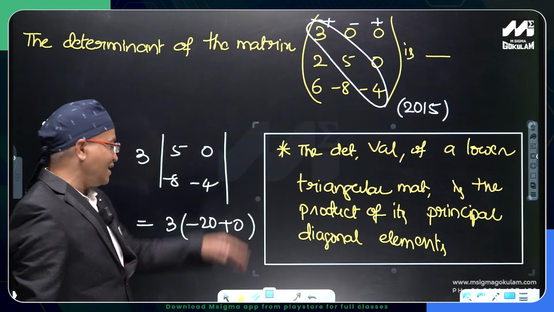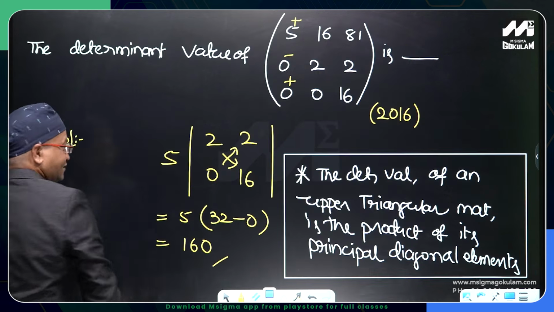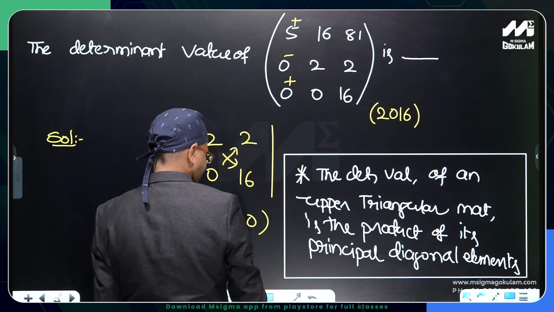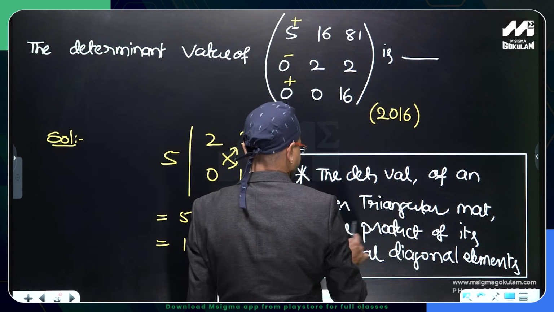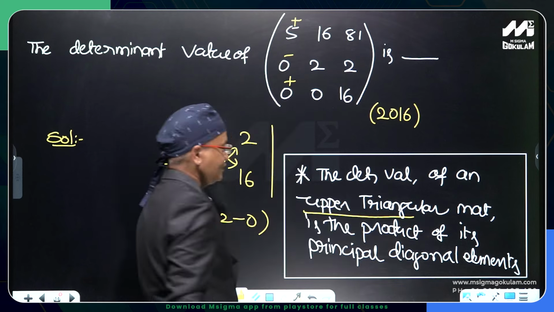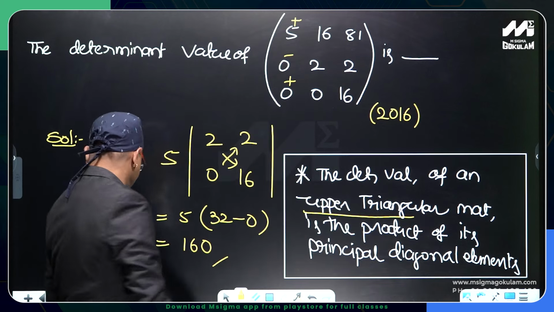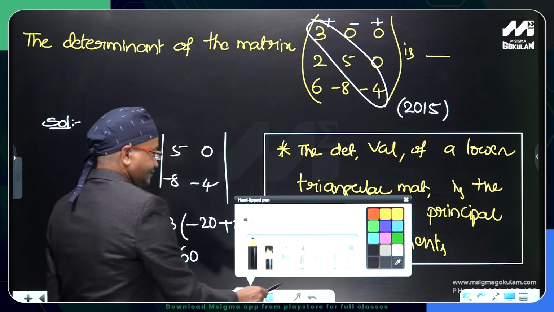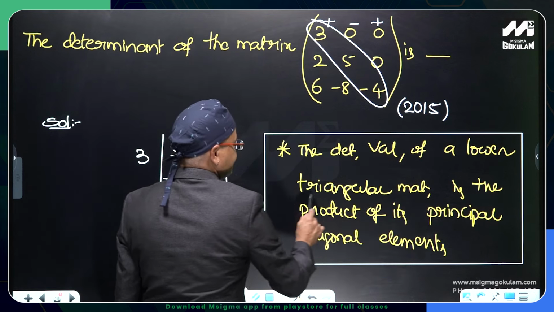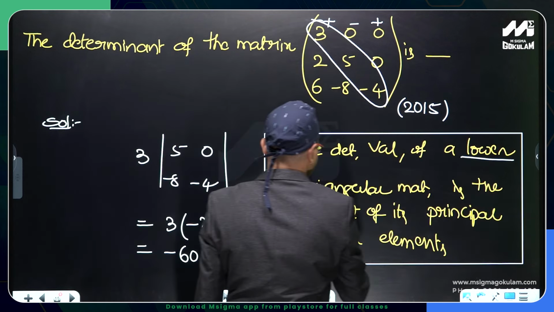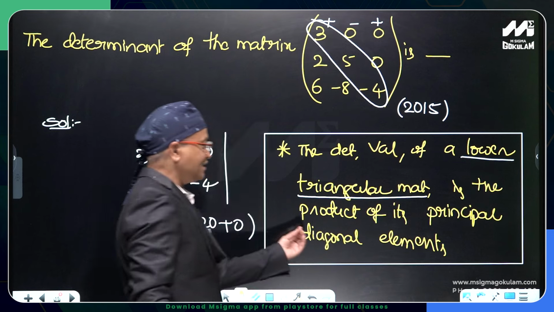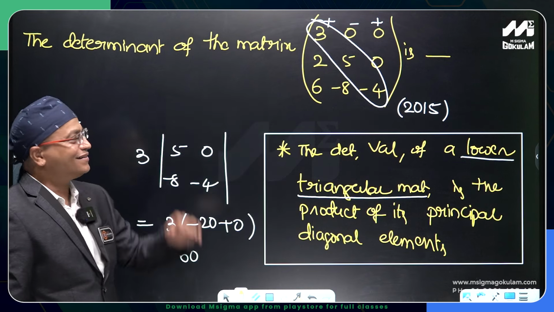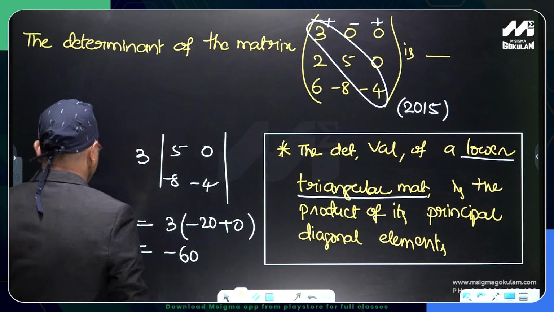Whether it is upper triangular or lower triangular. You observe? Here upper triangular: product of its principal diagonal elements. Here it is lower triangular: determinant is nothing but product of its principal diagonal elements. It was given. Let us see the next problem.